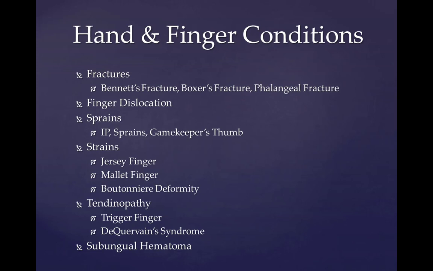Common hand and finger conditions include fractures, including Bennett's fracture, Boxer's fracture, and phalangeal fracture, finger dislocations, sprains, which include interphalangeal sprains, gamekeeper's thumb, strains, jersey finger, mallet finger, boutonniere deformity, tendinopathy, trigger finger, De Quervain syndrome, and subungual hematoma.